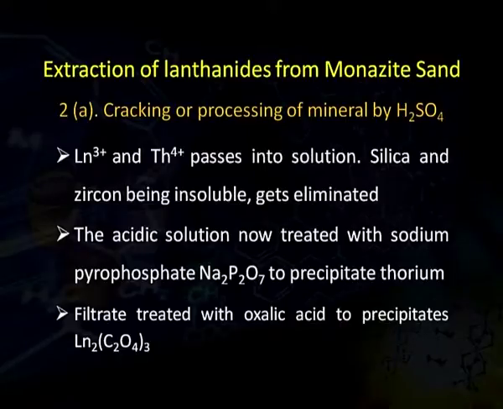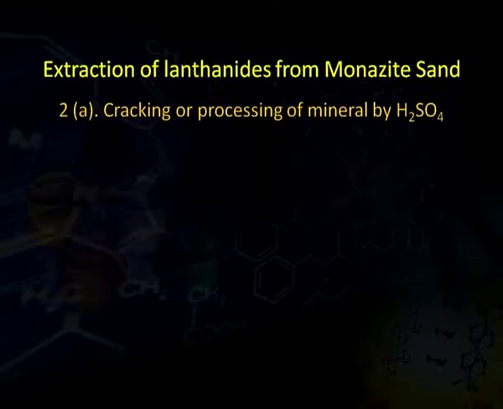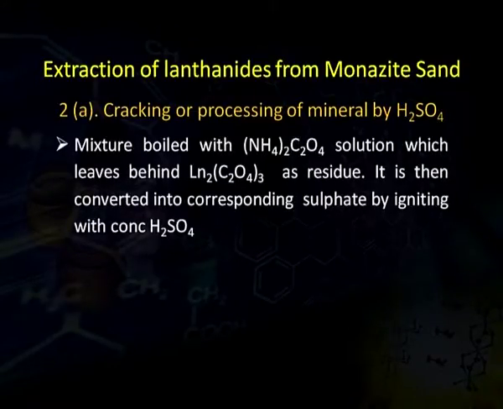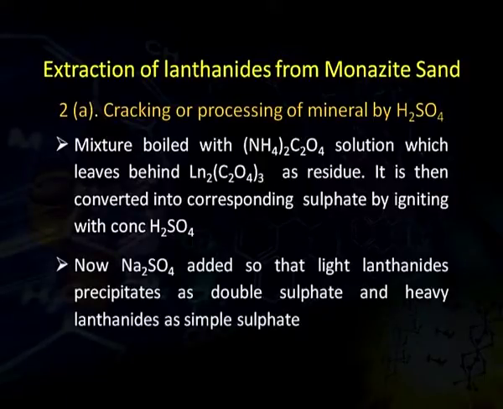The filtrate is treated with oxalic acid, which forms the precipitate of lanthanum oxalate. The mixture is then boiled with ammonium oxalate solution, which leaves behind lanthanum oxalate as a residue. It is then converted into the corresponding sulphate by igniting with concentrated sulfuric acid. Now, sodium sulphate is added so that light lanthanides precipitate as a double sulphate and heavy lanthanides as a simple sulphate.